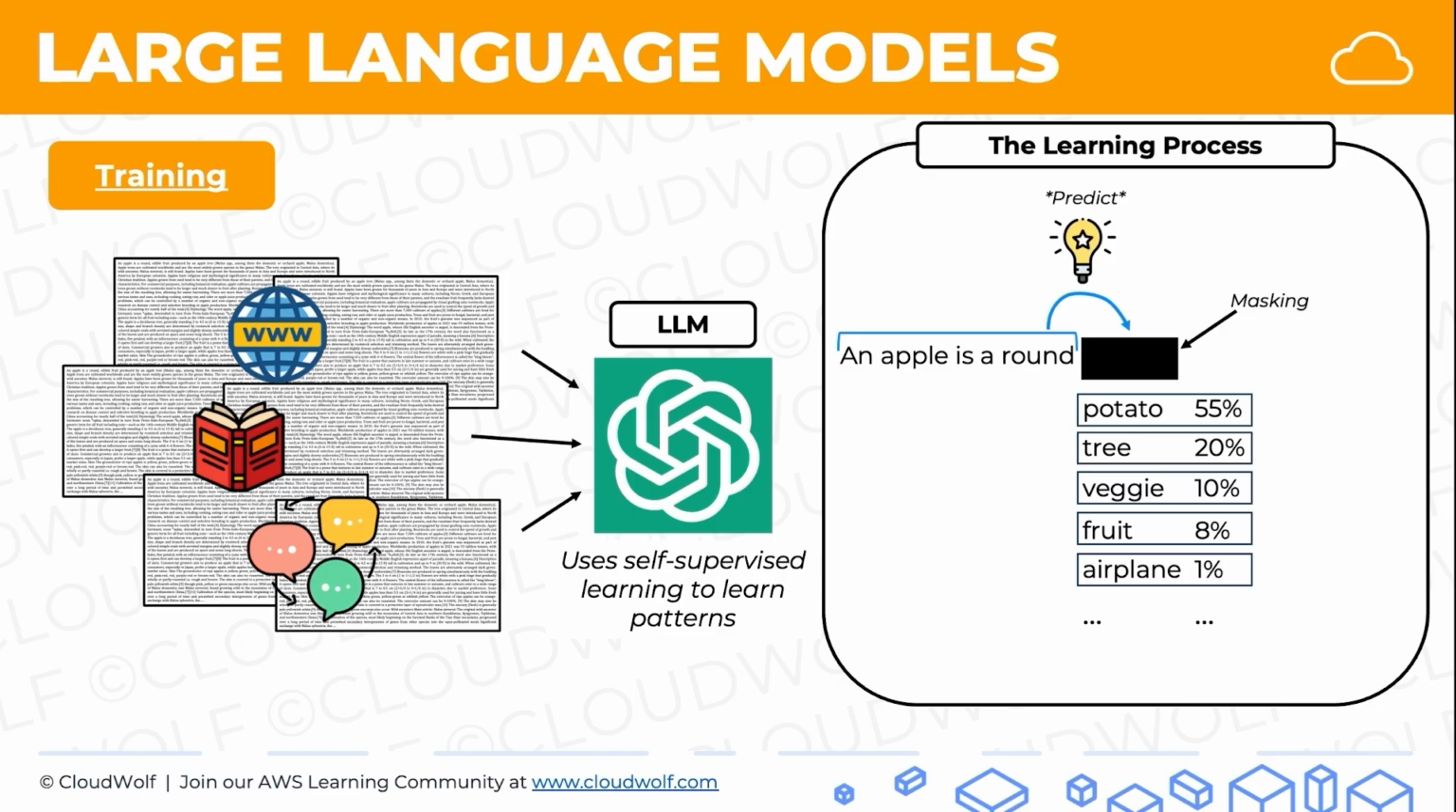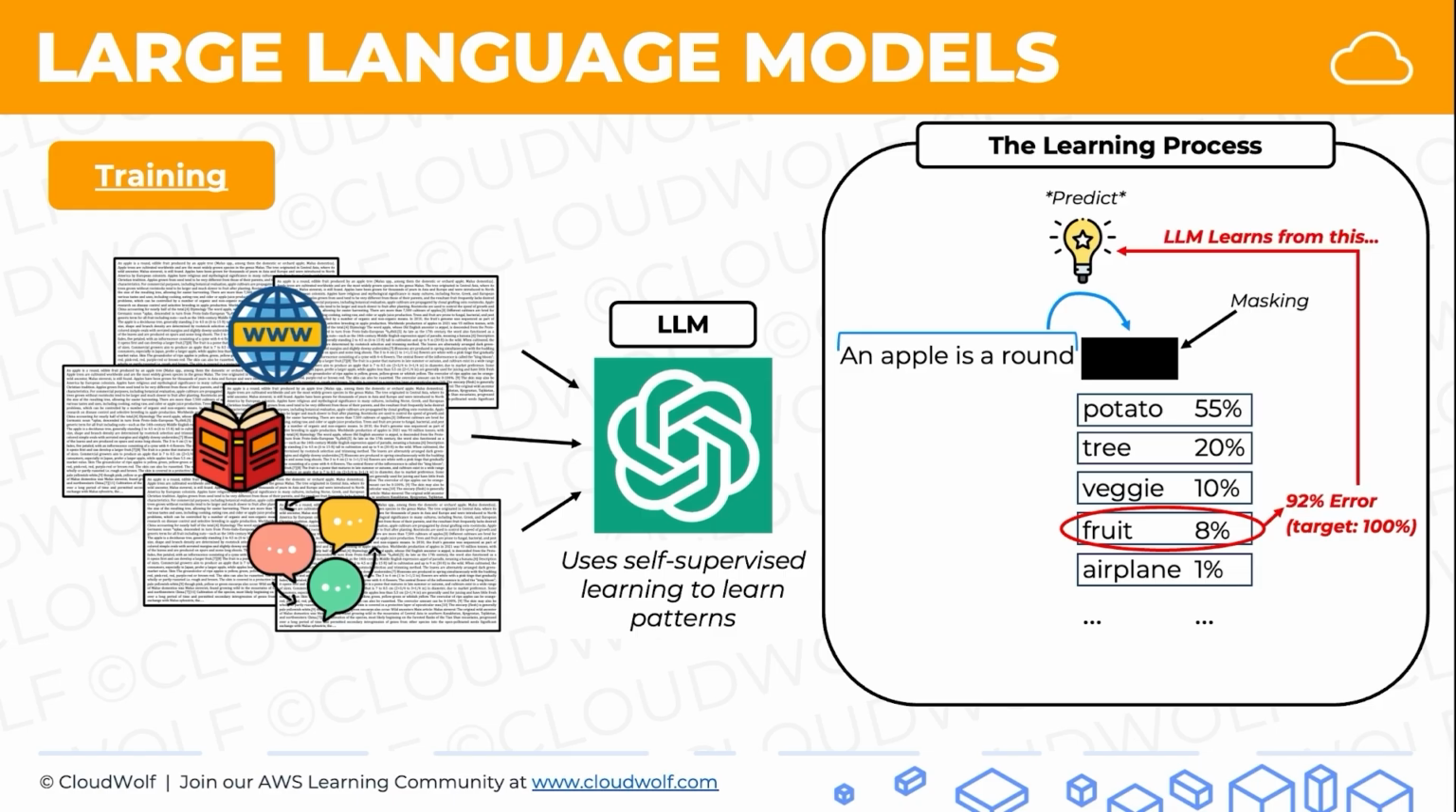Now, then it will check what is the actual answer. The answer is fruit. So it will know that that should be 100%, because we know for a fact that that's the correct answer in this case, but I only gave it 8%. So my error was 92%. I need to learn from that.